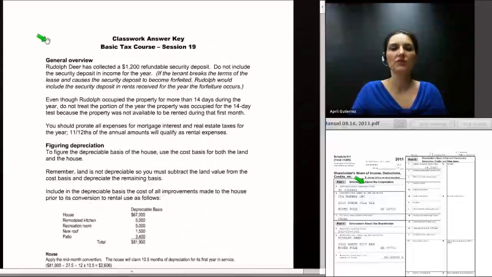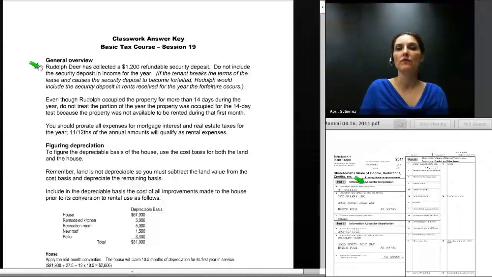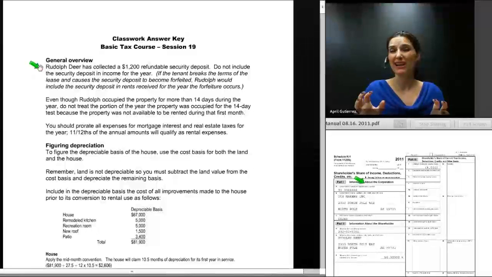And I have up on the screen in front of you now the answer key for the Session 19 classwork assignment. And let's just cover a general overview of the problem. I gave you a lot of information in this problem. Rudolph has a W-2, which is pretty simple, but we threw a couple of Schedule K-1s at you and a more complex rental property assignment.